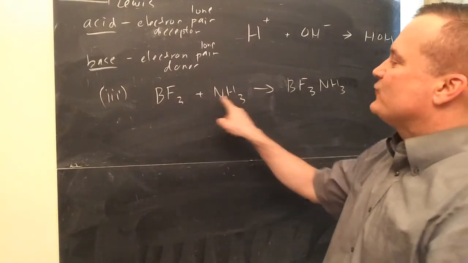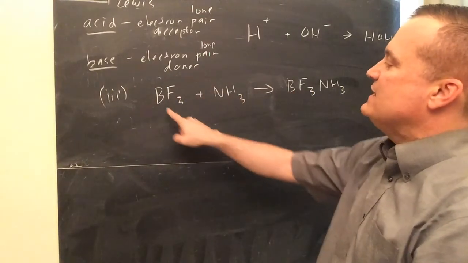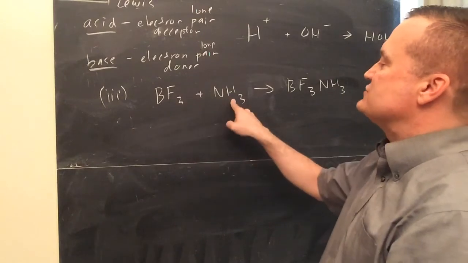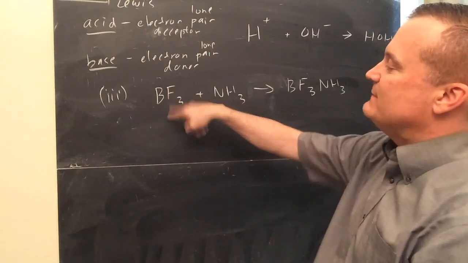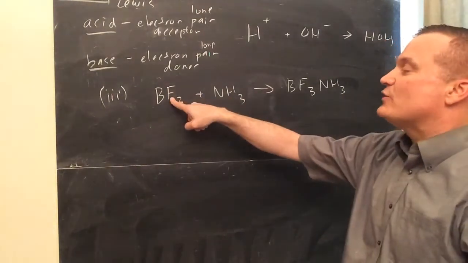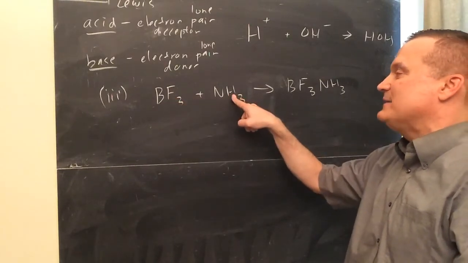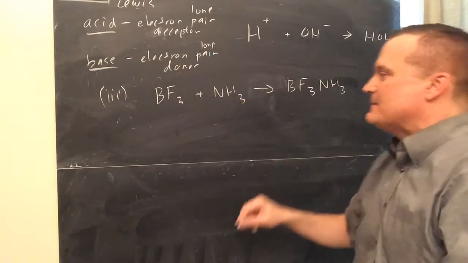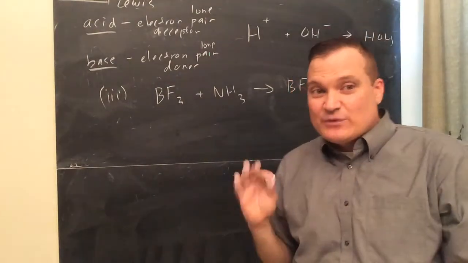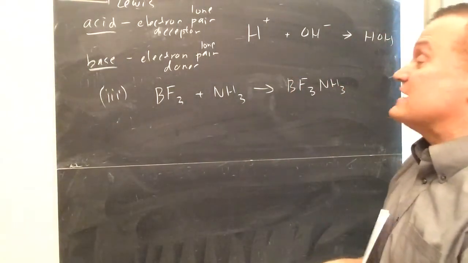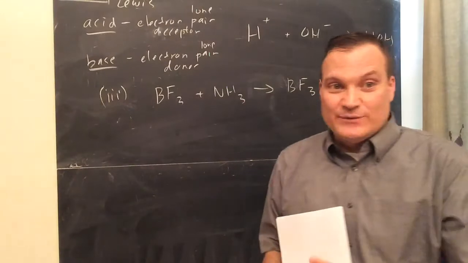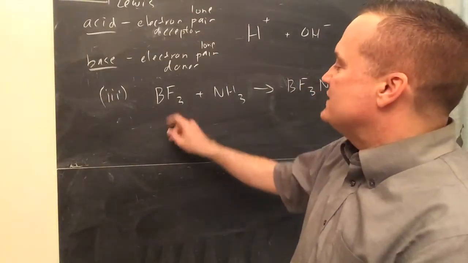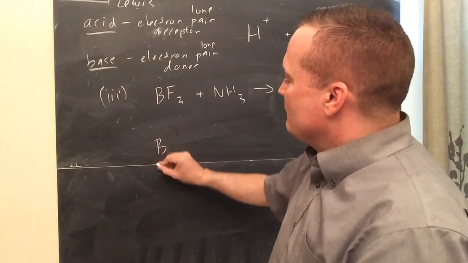It could be BF3 with NH3, or BCl3 with NH3 also. Any halogen can be there, and any hydrogen or halogen can be there, and this is one that you should just kind of memorize. But if they were to tell you, they could say, predict this reaction, identify what is a Lewis acid.